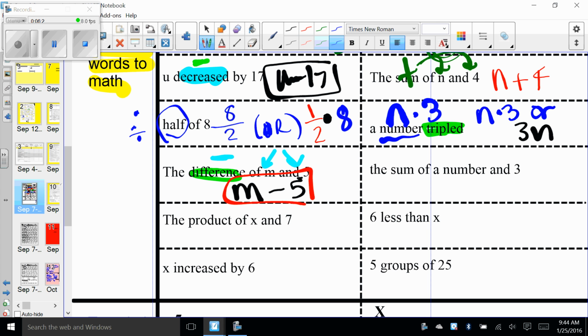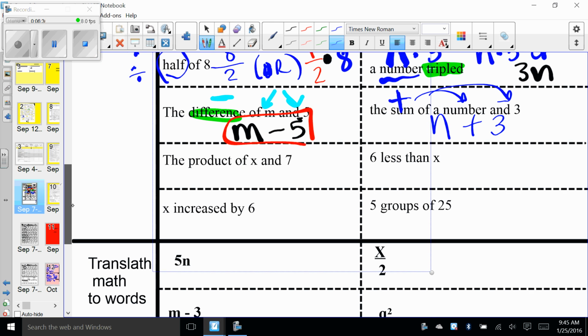All right, let's keep rolling. Next problem, we have the sum. Sum means to add. What are we summing? We're summing a number and 3. So we have a number plus 3. We tried that example up above. Hopefully you're able to help. It gets a little bit easier as we get through that second example.